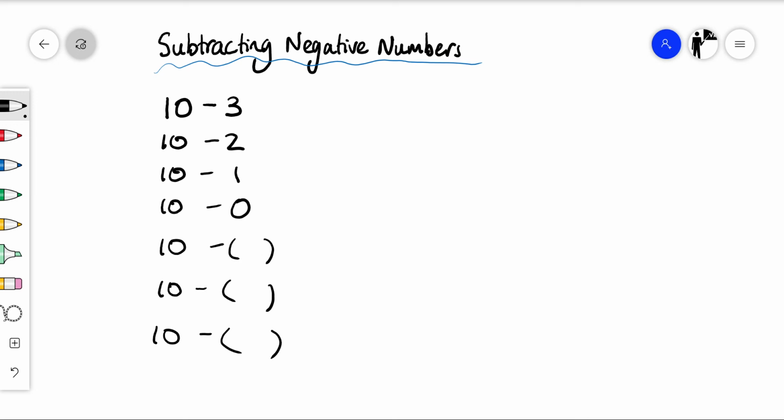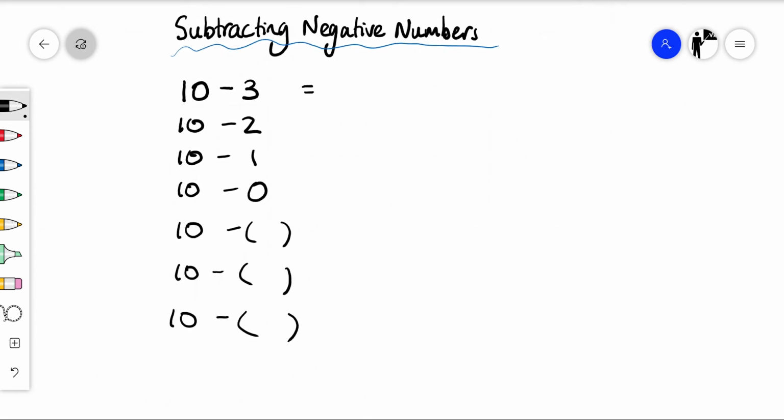In this video, we're going to have a look at subtracting negative numbers. To illustrate the idea behind this, we're going to have a look at this pattern here. Do you notice in this pattern we're doing 10 subtract something. 10 subtract 3 is 7. 10 subtract 2 is 8. 10 subtract 1 is 9, and 10 subtract 0 is 10. Let's have a look at some patterns here.